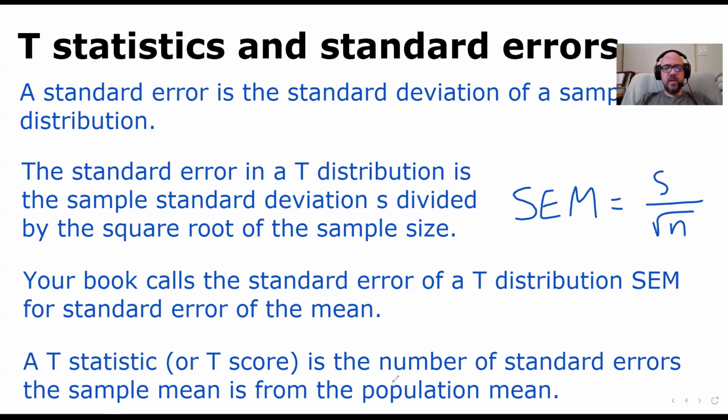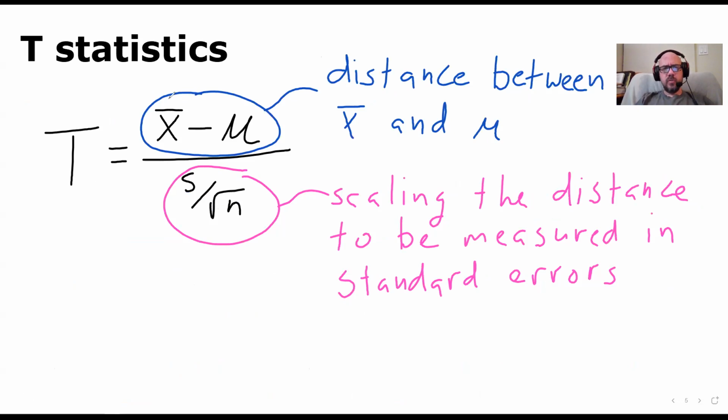A t statistic is the number of standard errors the sample mean is away from the population mean. So if you know what z-scores are, which we haven't really talked about, but if you happen to know about them from another class, a t-score and a z-score are basically the same thing. So here's the formula for a t statistic. T is x bar minus mu over s over root n.